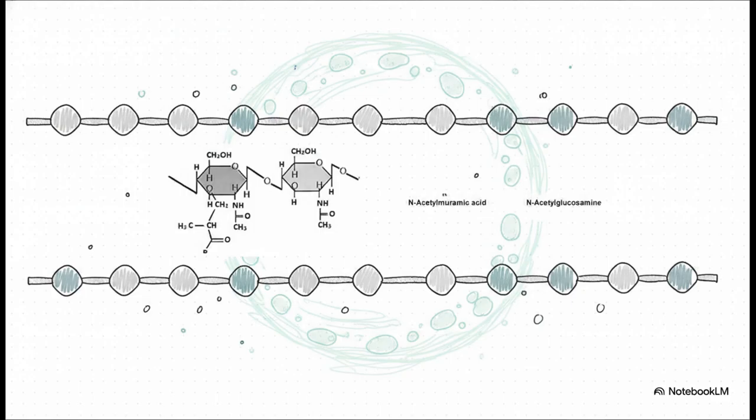You can clearly see the alternating sugars here: N-acetylglucosamine, or NAG, and N-acetylmuramic acid, or NAM. They link together in these long parallel chains via glycosidic bonds. It is basically a microscopic chainmail suit, and it's so substantial that it can account for up to 40% of the bacterium's entire dry weight.